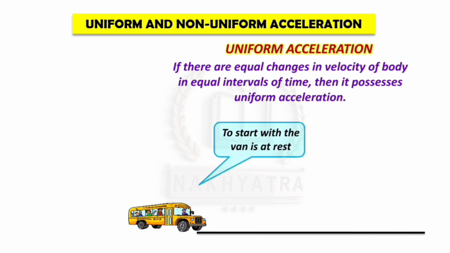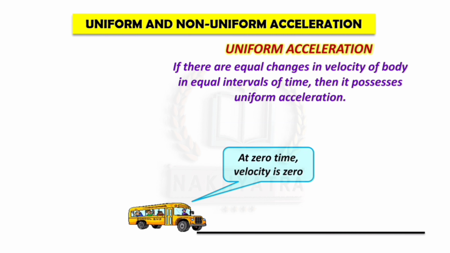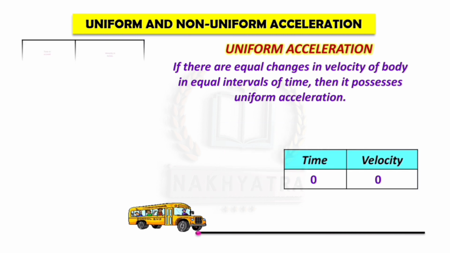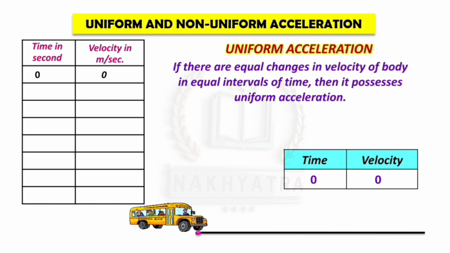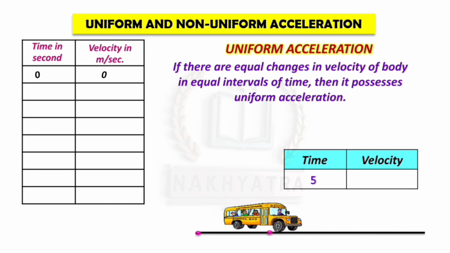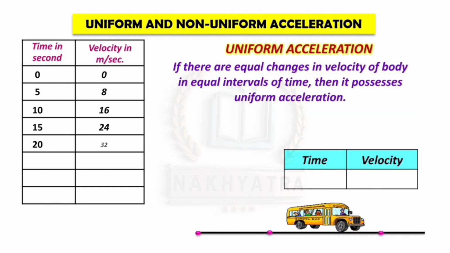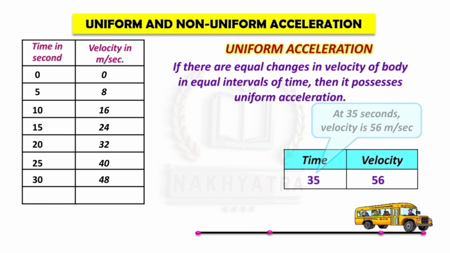To start with, the van is at rest. So at 0 time, velocity is 0. Okay, here the time is 0, so the velocity is 0. After 5 seconds, the velocity is 8 meter per second. Likewise, we will see the time up to 35 seconds. After 35 seconds, the velocity is 56 meter per second.